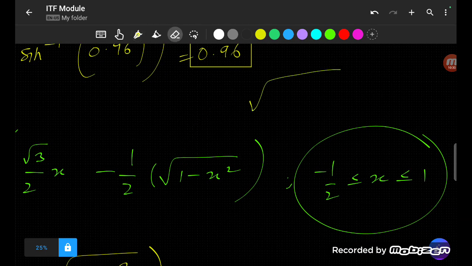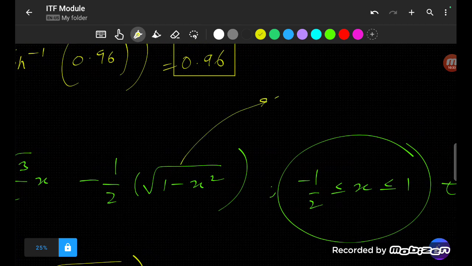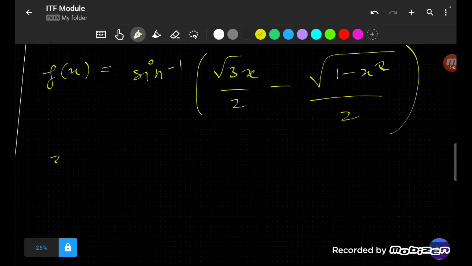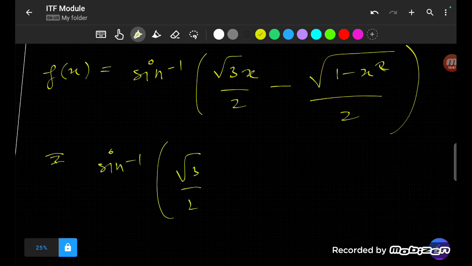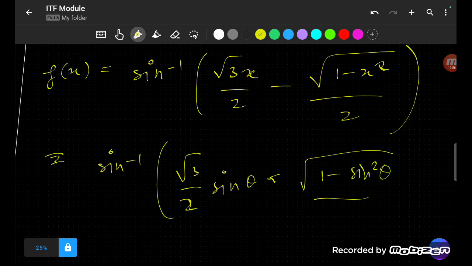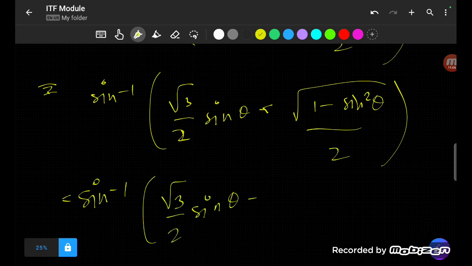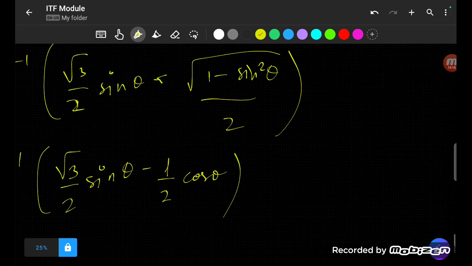I think we'll have to do some substitutions, no? If we take x as sin theta here, then what will we get here? We get sin inverse root 3 by 2, if we put x as sin theta here, minus under root 1 minus sin square theta upon 2. Wait, no, this is huge. No, we cracked the code. We have root 3 by 2 sin theta minus 1 over half cos theta. So we already know what this is.